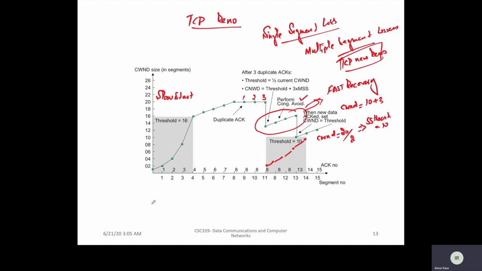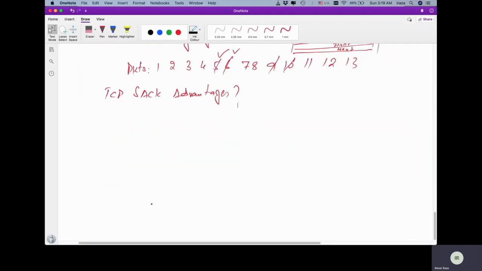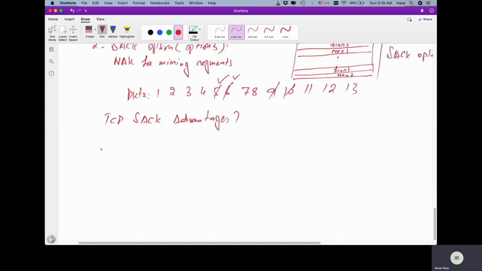Okay, so coming back to our slide set, the next thing that we'll be discussing is TCP timers. TCP uses 4 timers to handle its operations. The first timer is called retransmission, then we have persistence, then keep alive, and then we have time wait. And we'll start discussing the very important timer known as the retransmission timer, or we also call it retransmission timeout. So let's start discussing the retransmission timer first. Okay, so first we are interested in discussing retransmission timeout.